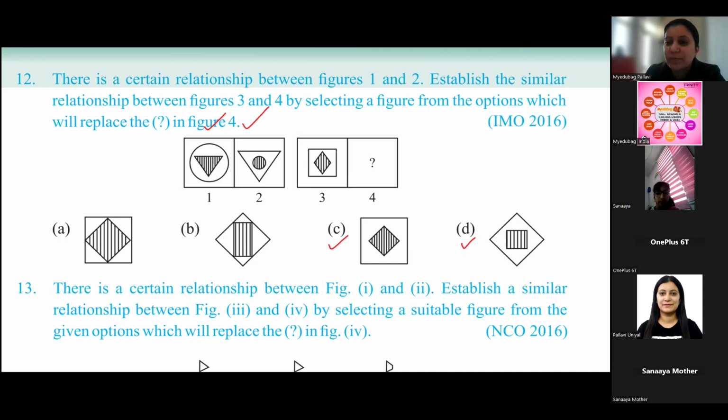The same relationship, you also figured it out? Ma'am, C. My answer is C, because, ma'am.